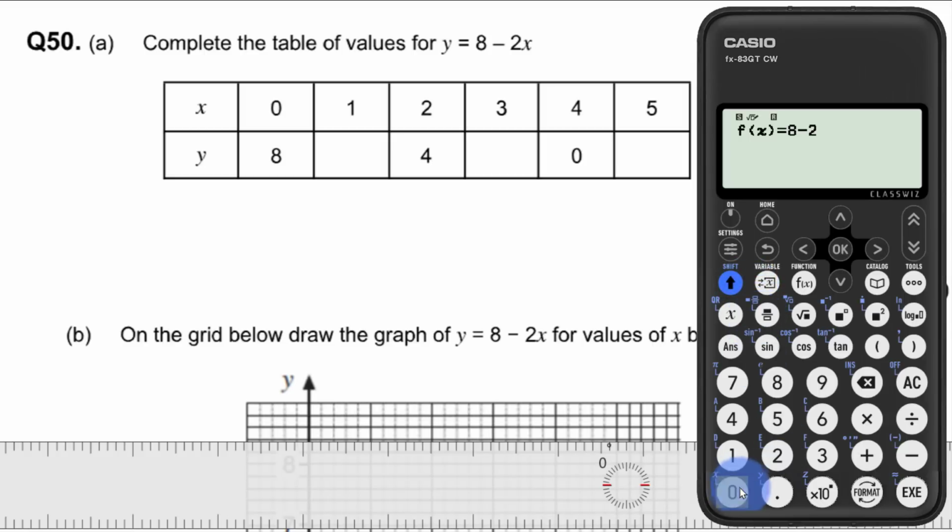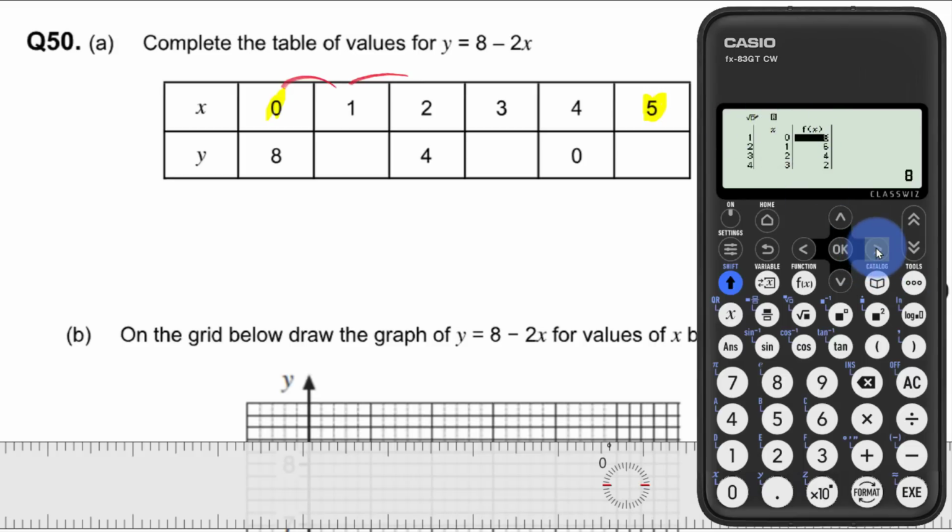Next thing I'm going to do is put in the range of possible values again. So again into option, and then I'm going to put the lowest value on my table, which is a 0 as my starting value, and I'm going to put my end value as the last value up here. These numbers are going up in 1, so my step is 1. When I type those in and press equals, then all of the table of values is generated.